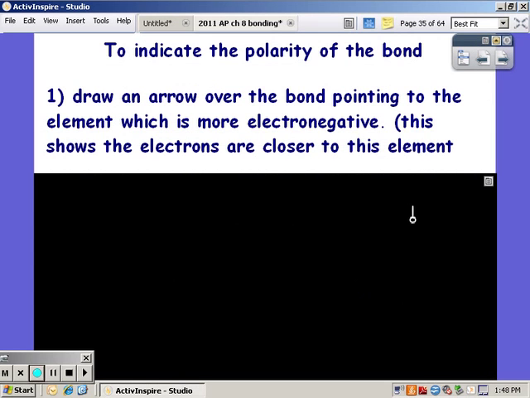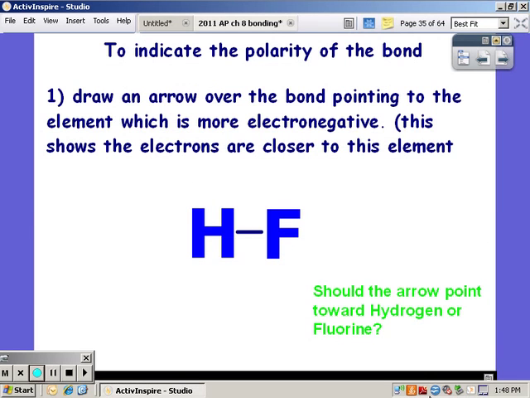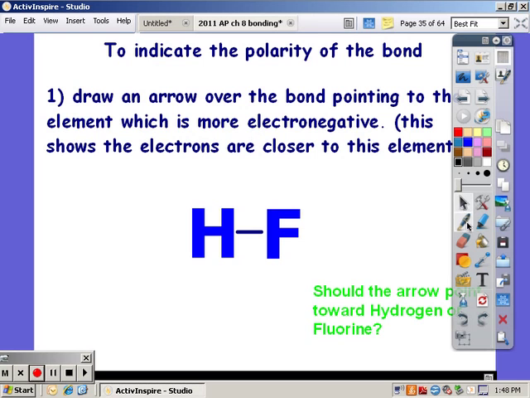To indicate the polarity of a bond, first draw an arrow over the bond pointing to the element which is more electronegative. This shows that the electrons are attracted to that element. So in this compound, we would draw the arrow pointing towards, if you guessed fluorine, you are correct, because again, we want it to point towards the more electronegative element. If you put a tail on your arrow, then it'll help you on the next step.